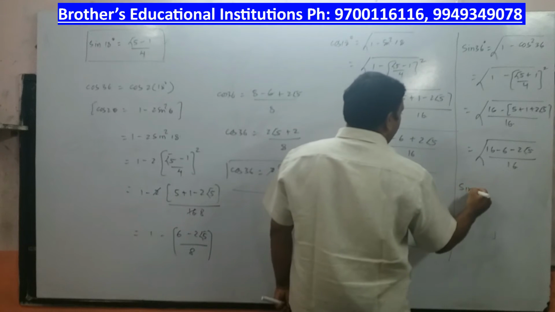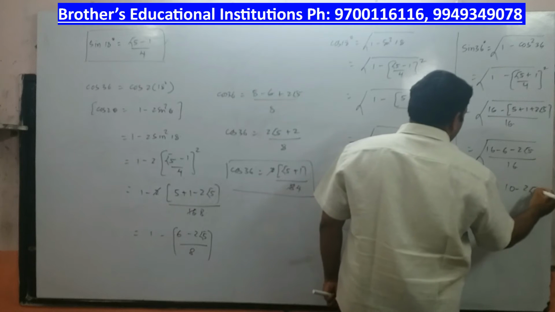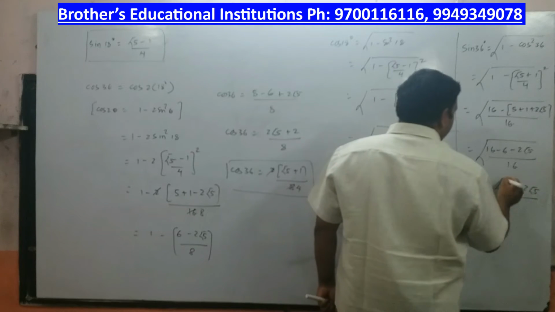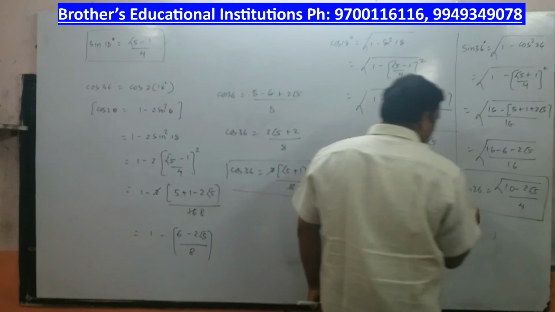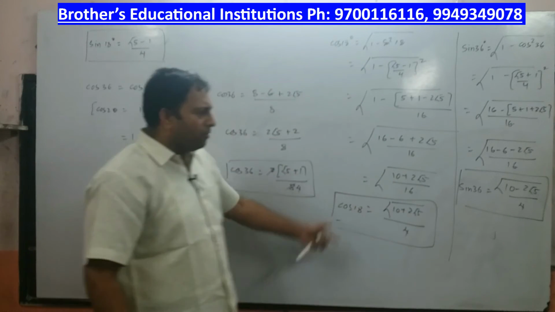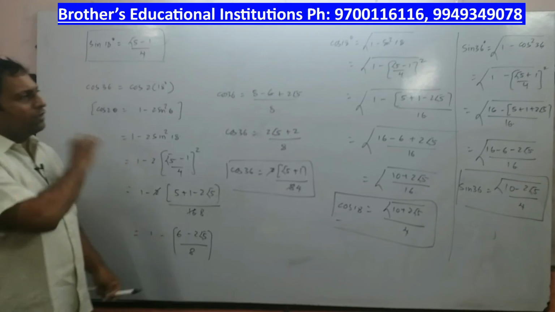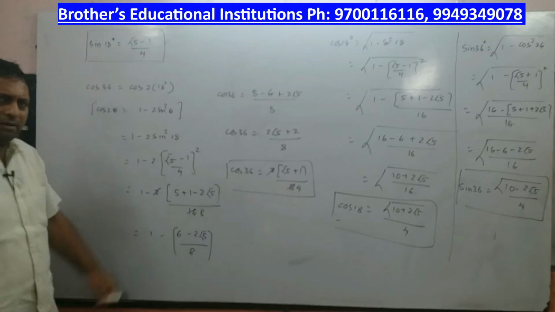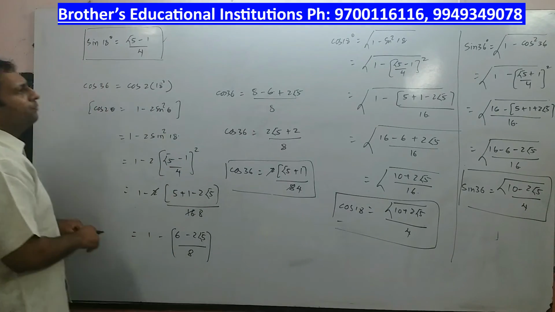So I will write sine 36 degrees is equal to 16 minus 6, 10. 10 minus 2 root 5 by square root of 16, which is how much? 4. So these are the standard values one has to remember. I want you to pause the video and note down these values, and then we'll go for the tabular form, which we have to learn by heart and recite for the rest of our life. Okay, so pause the video and we'll move forward.